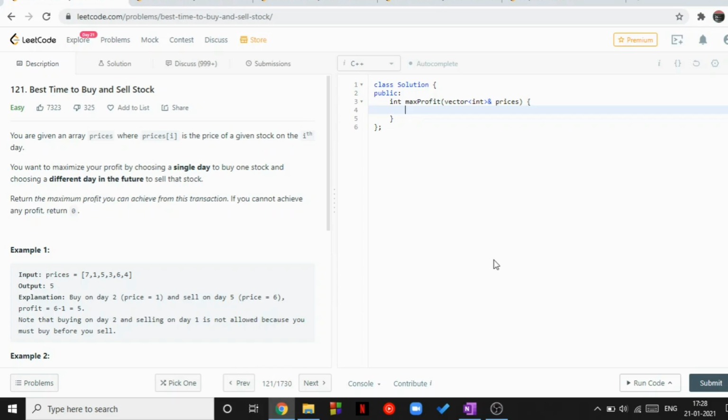You are given an array prices where prices[i] is the price of the given stock on the ith day. Now you have to maximize your profit by choosing a single day to buy one stock and choosing a different day to sell that stock. You have to do it in such a way that your profit is maximum. So let's see how to solve this question.